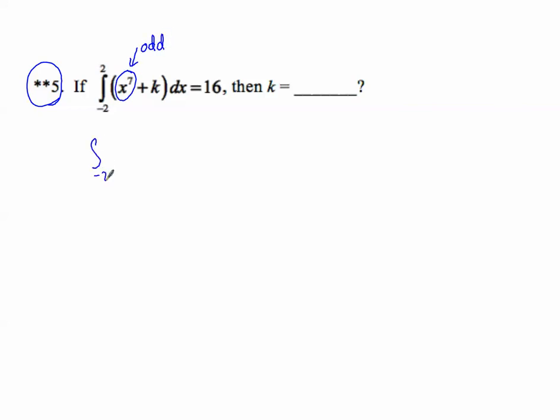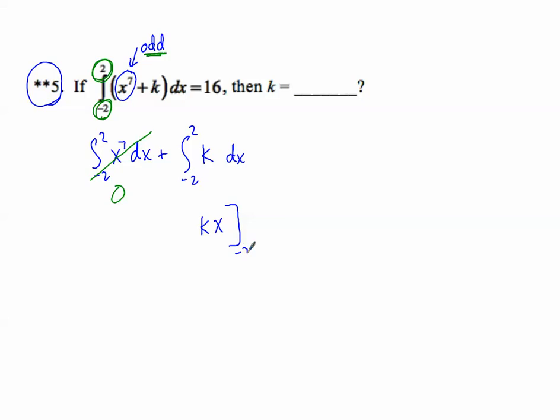So if we split this up, -2 to 2 of x to the 7th, plus -2 to 2 of k, because this one is odd, we know that that's going to be 0 when the limits are equidistant from the origin. That's when we can say the odd function is going to have a net area of 0, equidistant from the origin. Then we can use our antiderivative, and it's a little bit faster. So being a constant, we know the antiderivative will be constant times x. Evaluate from -2 to 2, and remember they told us what it's supposed to equal, so let's continue to write that so we don't forget.